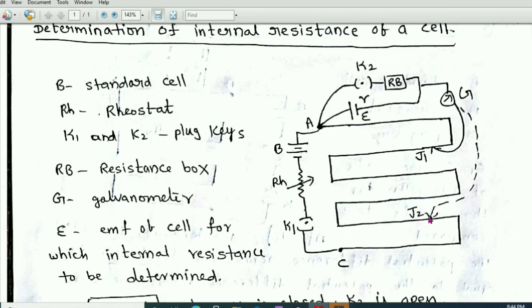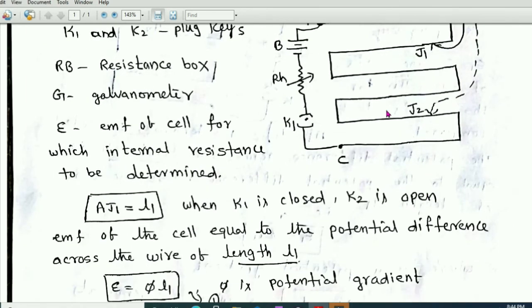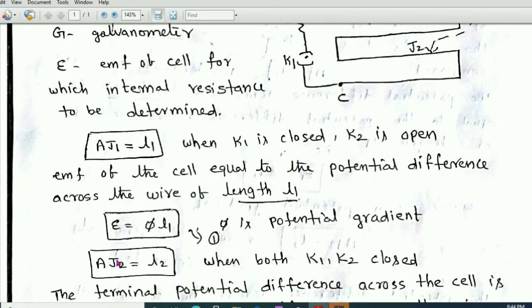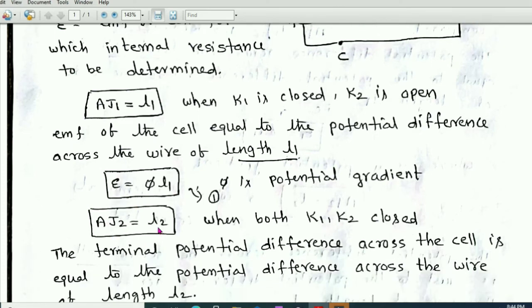Let us consider the position J2. So the galvanometer shows null deflection. So AJ2, we have to move the jockey from A. That's why AJ2. So AJ2 is equal to L2. From A to J2, the length of that portion of the wire is L2. L2 is the length of the potentiometer wire when both K1 and K2 are closed.